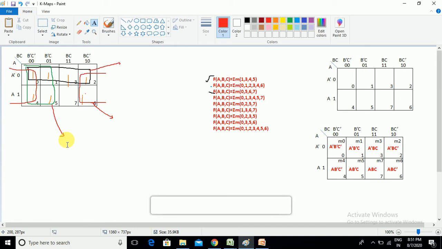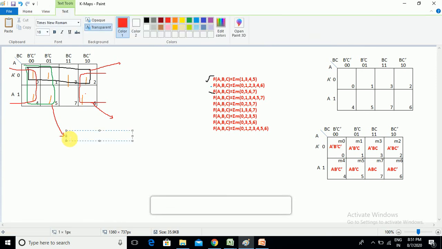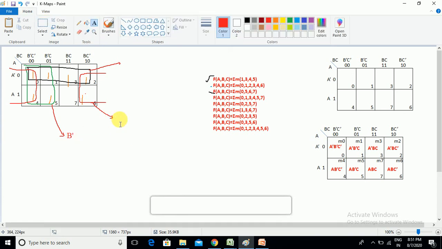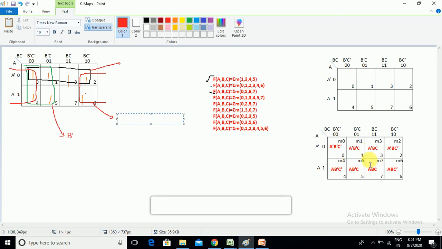Then for the green group, what is the answer? In the green group, B dash is common. In the red color group, which one is common? A is not common, B also not common, C dash is common. Then black color group, which one is common? A dash is common. So totally the answer for the given question will be f of A, B, C equals A dash plus B dash plus C dash. So this is the answer for the given question.